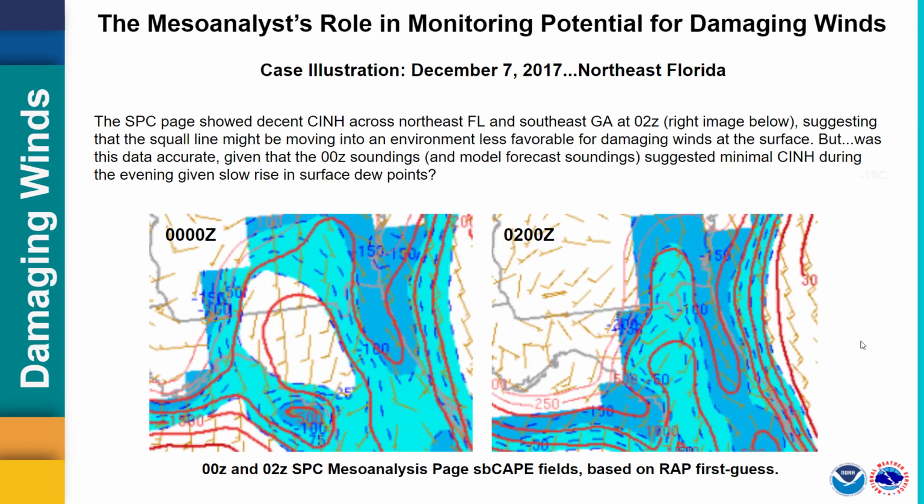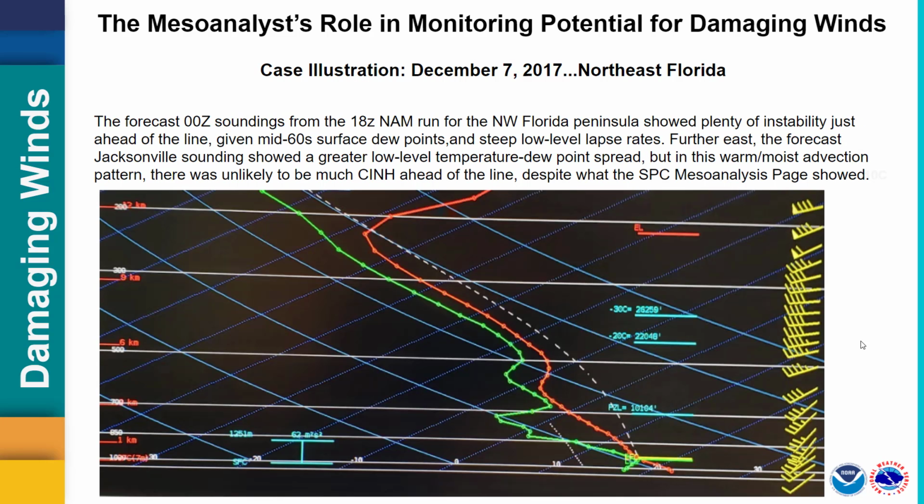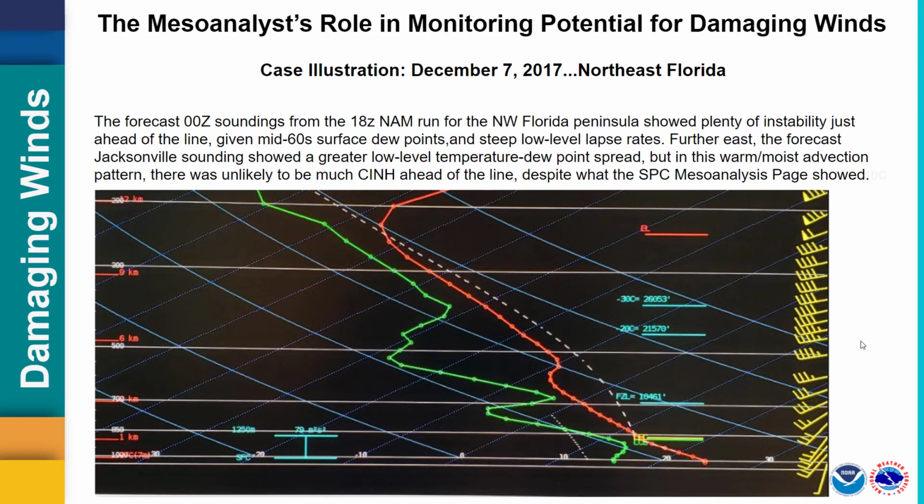The surface observations, however, were not suggesting this. Here's a look at the 18Z NAM forecast sounding for 0Z, showing a favorable environment to support the squall line over northwestern Florida. However, it also showed on a Jacksonville sounding that if modified with mid-60s dew points, it would also be fairly favorable without the CIN suggested by the SPC mesoanalysis output.